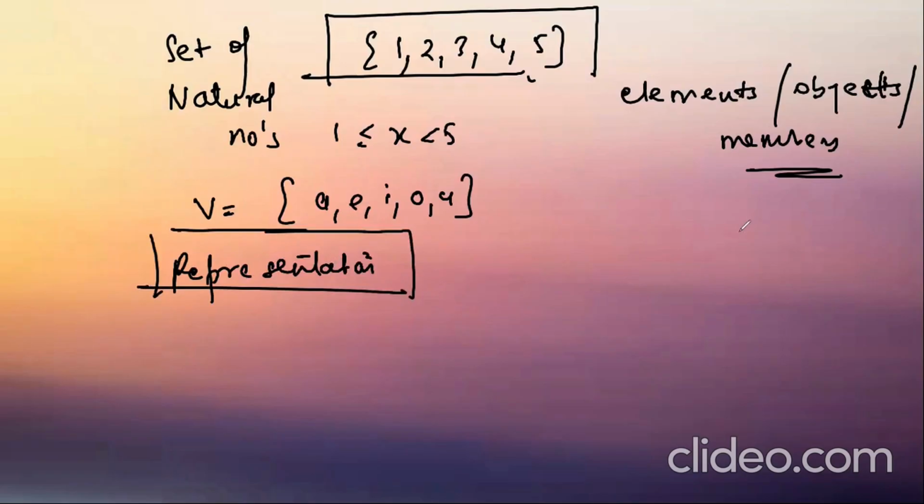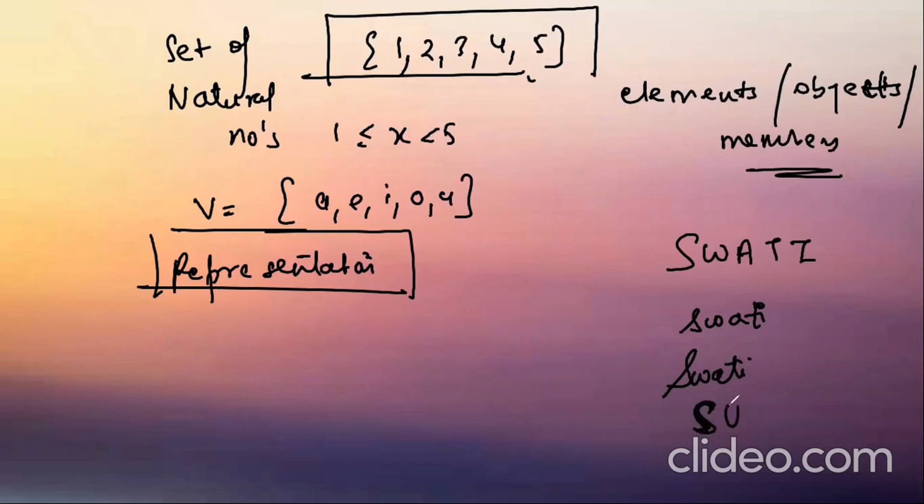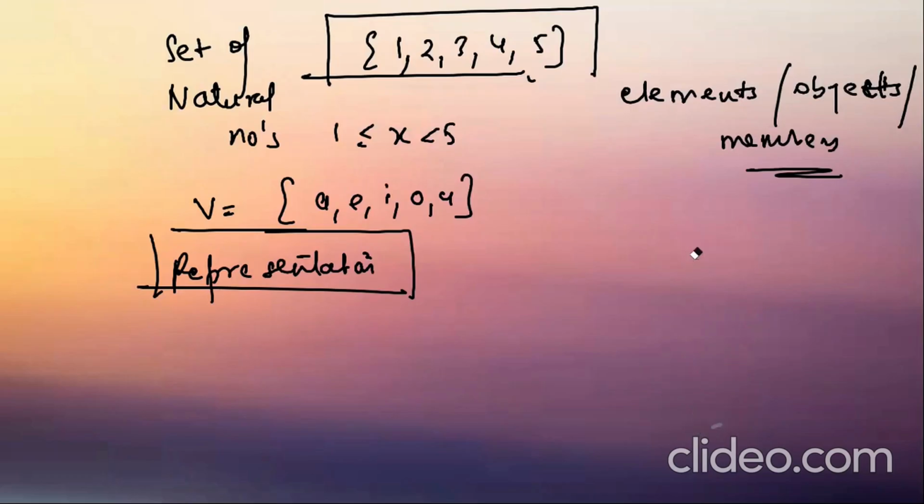Suppose I am saying my name is Swati. So how can I write my name? I have so many ways. I can write in capital letters, in small letters, in a curly way, in italics, or in bold. Okay, so there are so many ways to write something. Similarly, if I'm talking about the representation of a set, there are many ways to write the set.